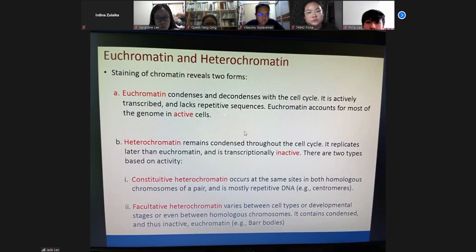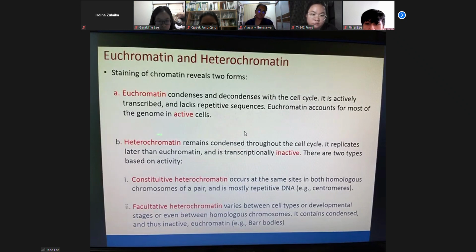Okay, and like repetitive sequences, and euchromatin account for most of the genome in the active cell, whereby the heterochromatin remains condensed throughout the life cycle, and is replicated later than euchromatin. So it's transcriptionally inactive. That's the difference between euchromatin and heterochromatin. Satu lebih aktif, satu inactive.